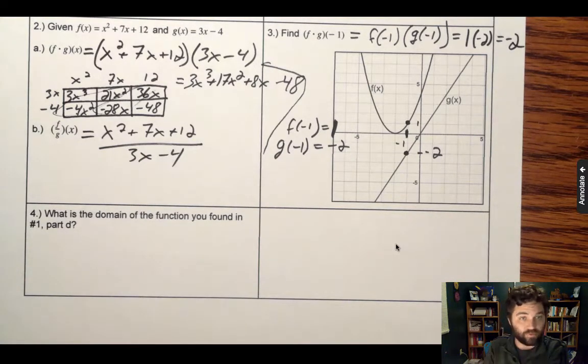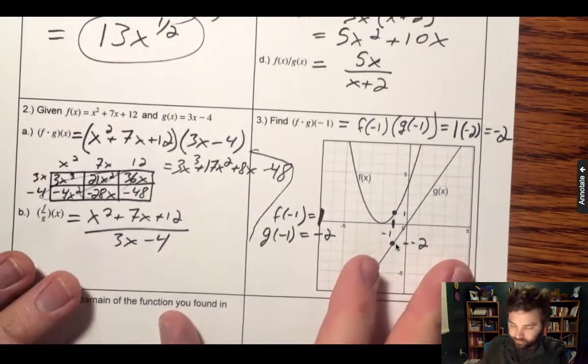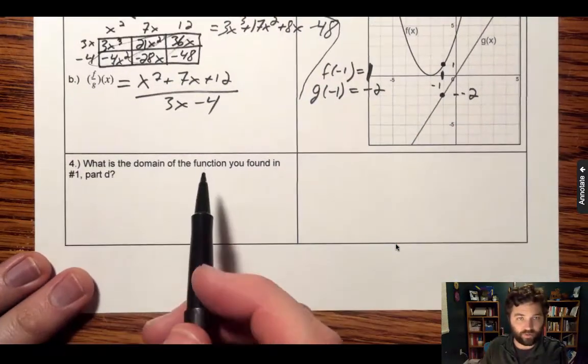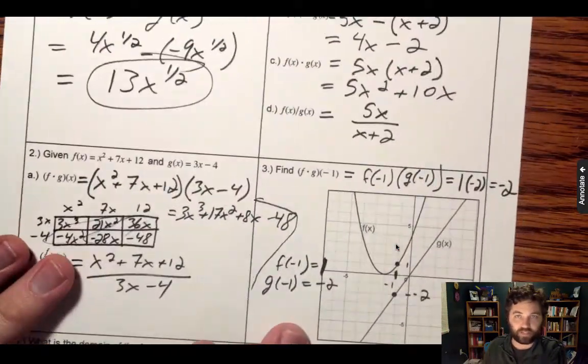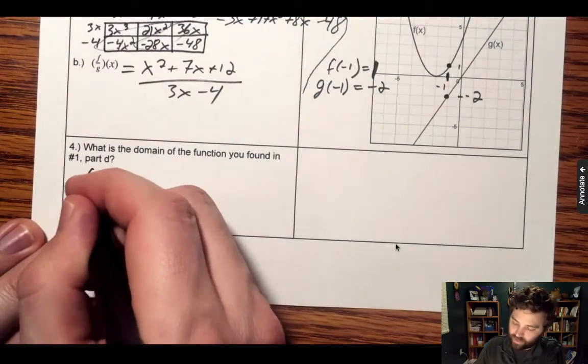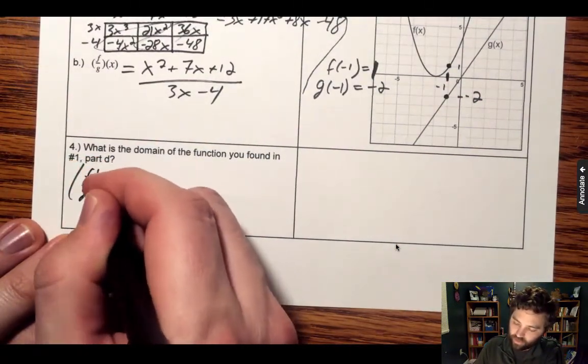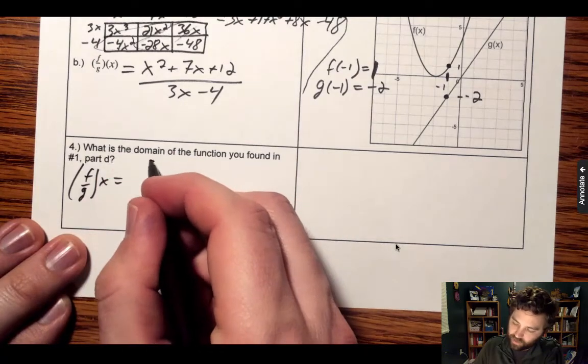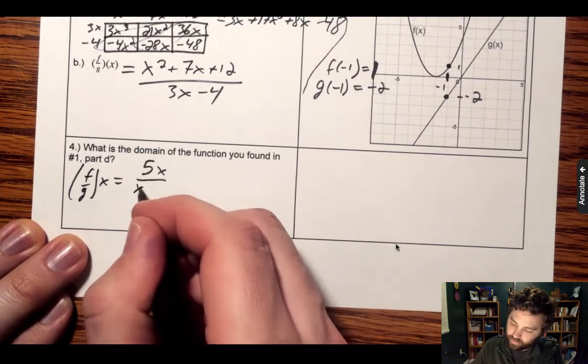All right, number 4, last one here. Some of the questions will ask you for the domain of the function that you find after you do some operation on the functions. And this one is asking us, what is the domain of the function you found in number 1, part D? So that's the domain of this function right here. So I'm just going to rewrite it here real quick. This was f over g of x, and we got 5x over x plus 2.